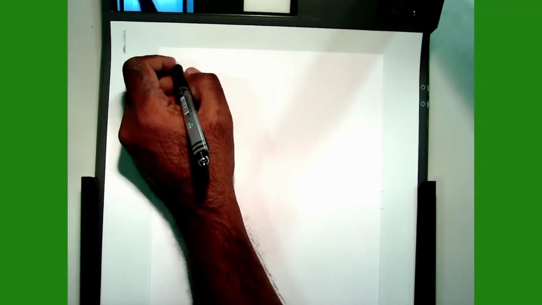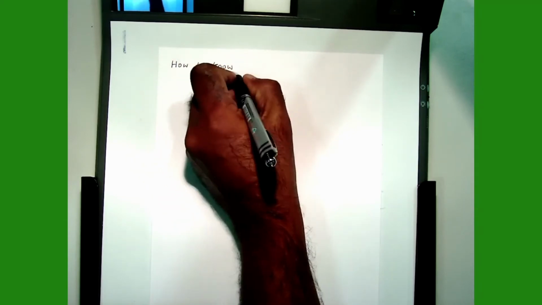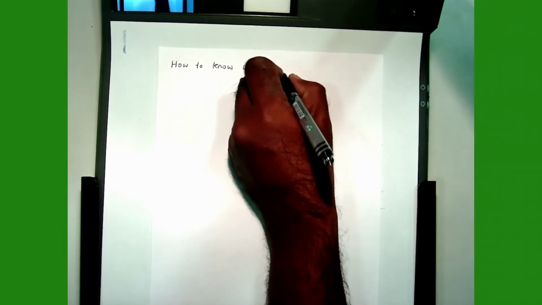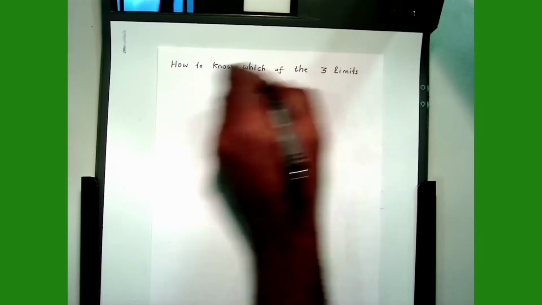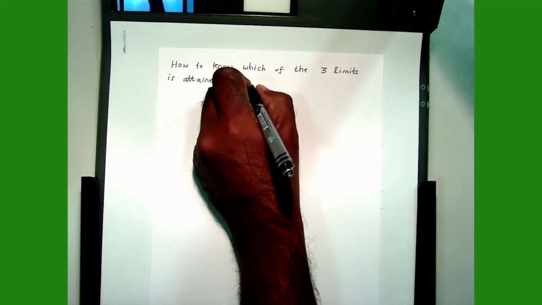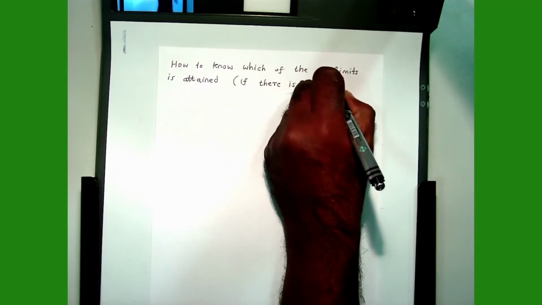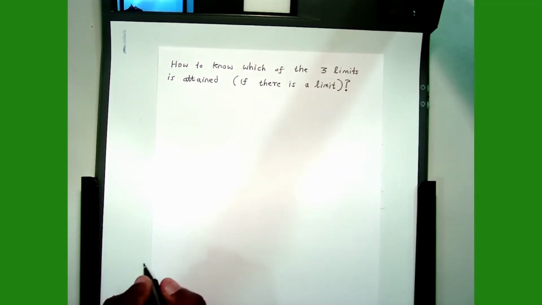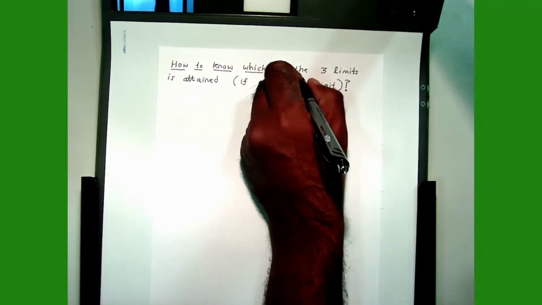So here we go. The question is the following: how to know which of the three limits is attained, if there is a limit. So this is the question, and I'm going to give the answer in a sec, so just bear with me.